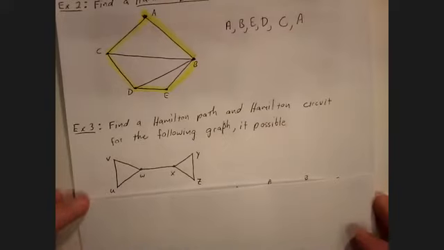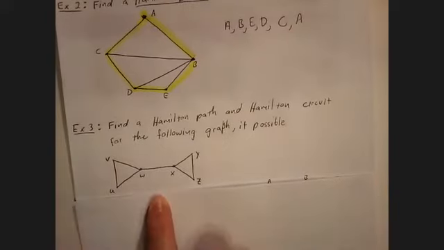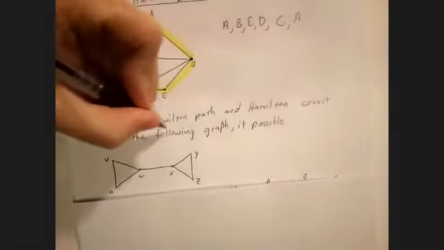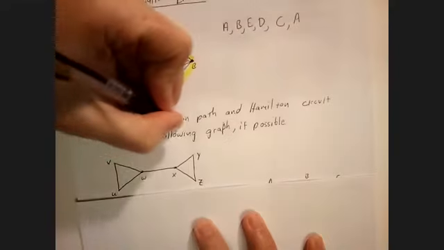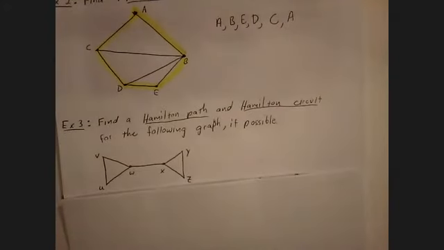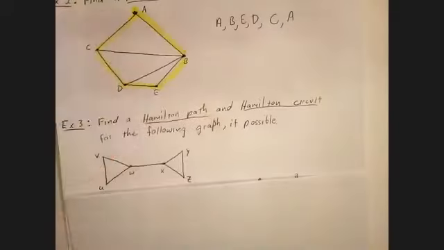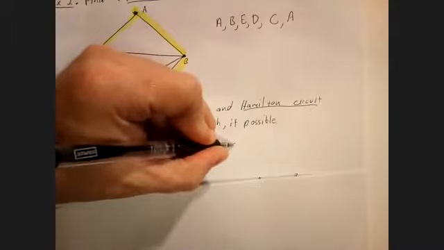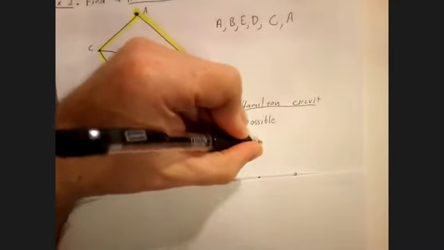Okay, so here's another one. This looks like a bit of a dog bone. The way this one's worded, it says, find a Hamilton path, a Hamilton circuit, if possible. Of course, if it's a circuit, it comes back to its starting point. If it's a path, it does not have to. So let's do the path first. I'm going to do Hamilton path, just so we know the difference.